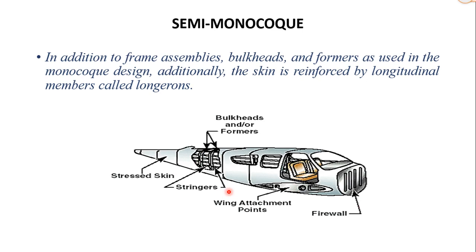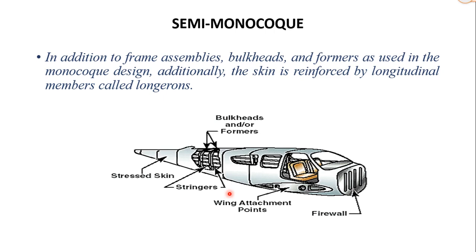The biggest problem involved in monocoque construction is maintaining enough strength while keeping the weight within allowable limits. In order to overcome this problem, semi-monocoque construction was developed. Longerons extended across several frame members and helped the skin support primary bending loads. The longitudinal members, that is longerons and stringers, carry these bending loads.